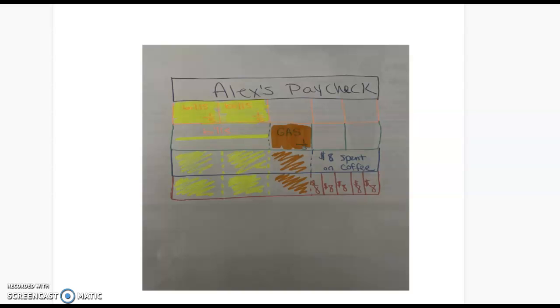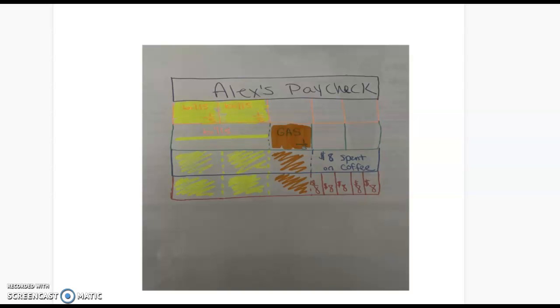Alex works a part-time job. Last week he spent 2/5 of his weekly paycheck on bills and 1/5 of the remaining amount on gas. The rest of his weekly paycheck was spent on coffee and fast food. The $8 he spent on coffee was 1/5 the amount he spent on fast food. How much money was in Alex's weekly paycheck?